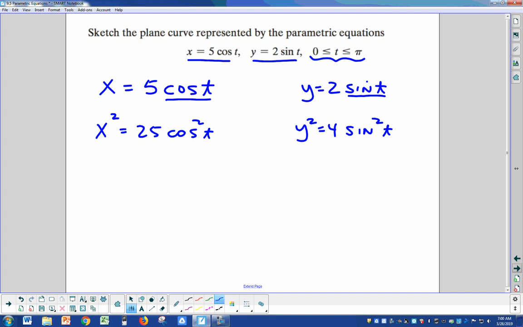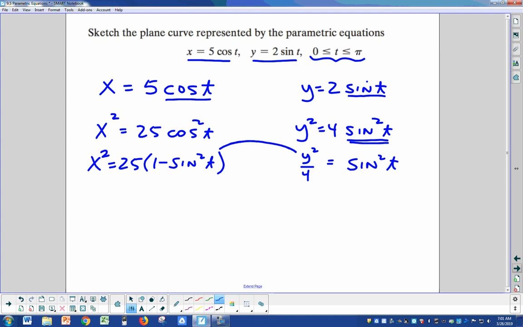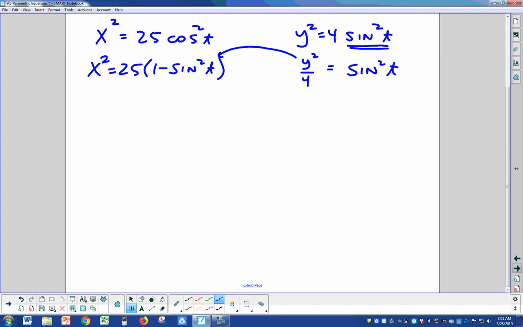So, I have to think about this for a second, but isn't it true that x squared could be written as 25 times 1 minus sine squared t? Oh, that's interesting because I have a sine squared t right here. So therefore, sine squared t is equal to y squared over 4. So then I could substitute that over here, and I now have eliminated my parameter. So x squared is equal to 25 times 1 minus y squared over 4. Oh, that's just wonderful. Okay, so I think I've done a pretty good job.